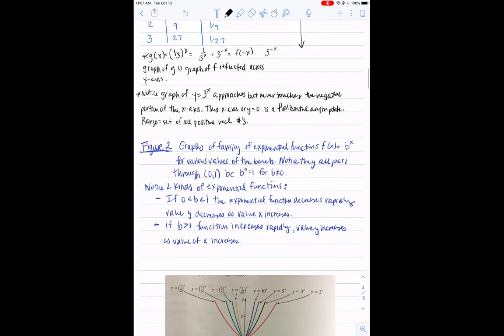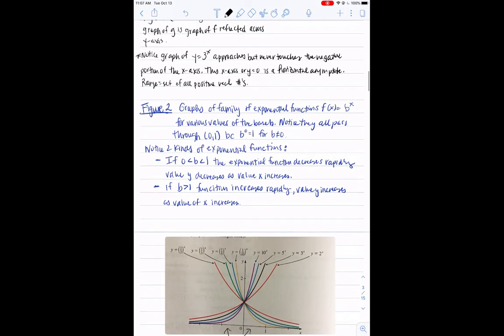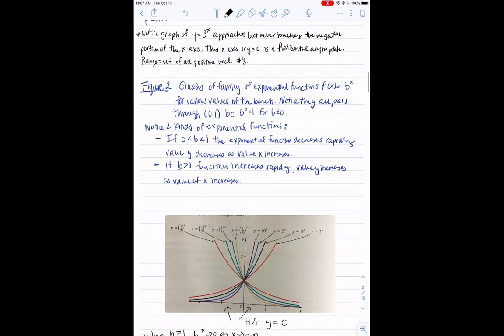Okay. So here in figure 2, which is this picture down here that I'll talk about, we have graphs of a family of exponential functions f(x) = b^x for various values of our base b. So notice how all of them pass through the point (0, 1), because b^0 equals 1 when b does not equal 0. So notice that there's two kinds of exponential functions in this figure.